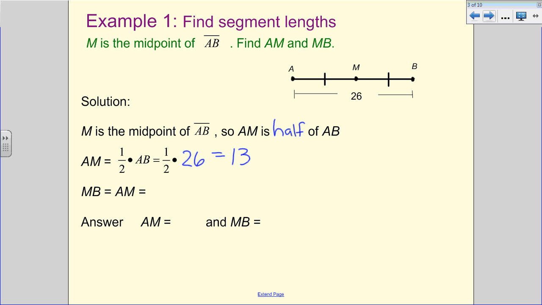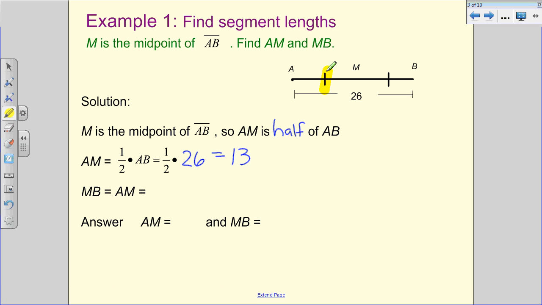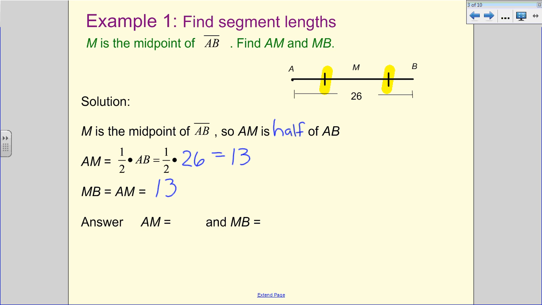So since MB equals AM, these congruent marks on the segment tell us that they're equal. All right, so if we go back and look at that, the marks on the segment there, these two marks tell me that they are equal to each other. Okay, so that means they both equal 13. So our answer here is AM is 13 and MB is 13.